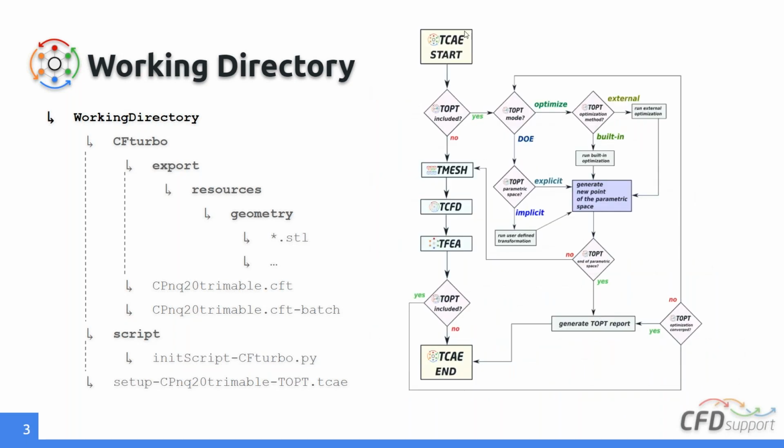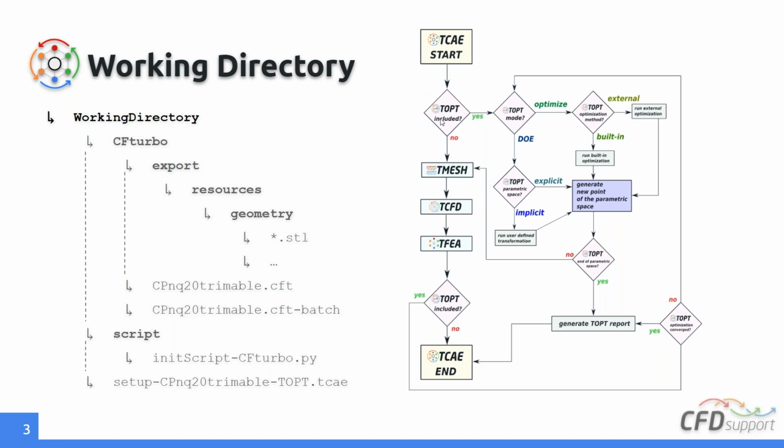So this is the standard workflow. If there is no TOpt, then first the mesh is generated, then TCFD runs the CFD simulation. Possibly we can also include the structural analysis of the solid, which is also possible in connection with CFturbo, because CFturbo can also export the solid of the impeller, for example, and then we are done.